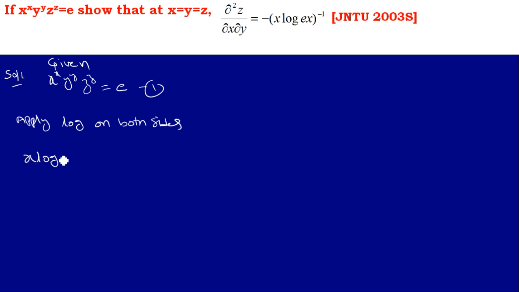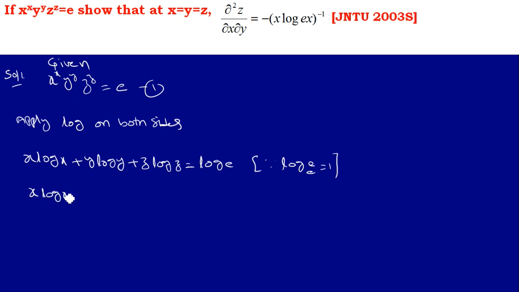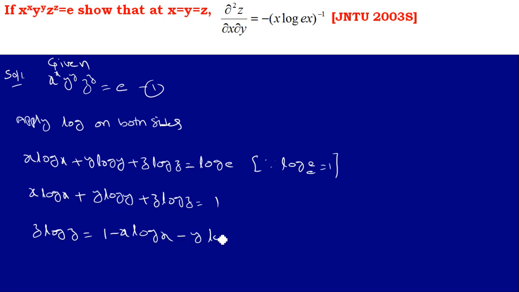x log x plus y log y plus z log z equals log e. Here log e to the base e equals 1, so x log x plus y log y plus z log z equals 1. Now z log z equals 1 minus x log x, and taking y log y to this side as well, minus y log y. This is equation 2.